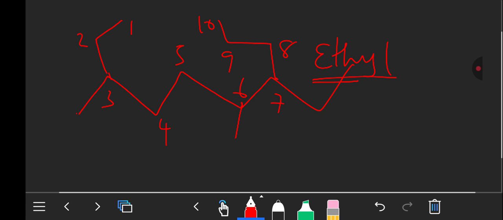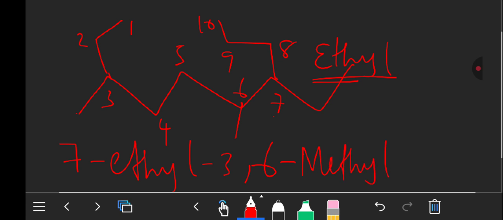I'll start with ethyl. So at position number 7, I have ethyl. So it will be 7-ethyl. Then at position number 3, I have methyl, and at position number 6, so 3,6-methyl decane. So this is how to name it. So it will be 7-ethyl-3,6-methyl decane. So that is the name of this compound.